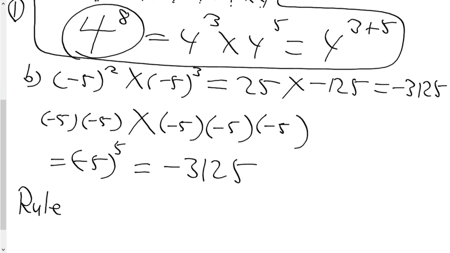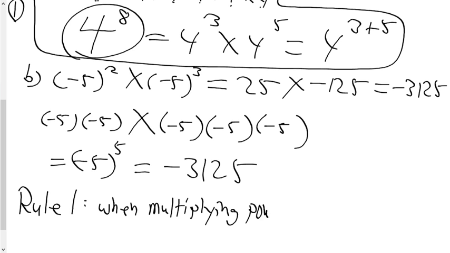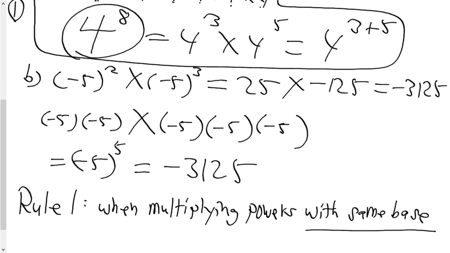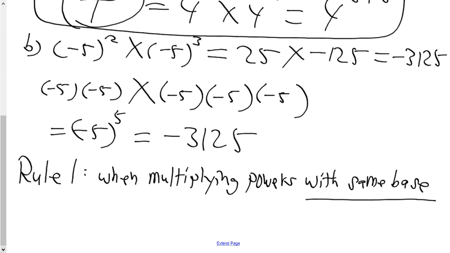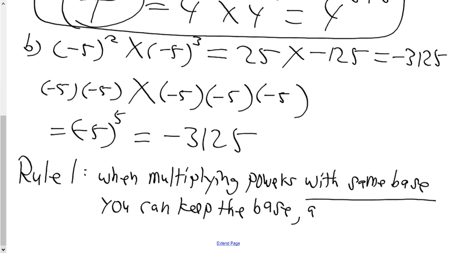Okay? So rule 1, we're going to write it down. It's kind of anticlimactic. When multiplying powers with the same base, and that's important, you might want to double underline it. It has to be the same base. When multiplying powers with the same base, you can keep the base, comma, and add the exponents.